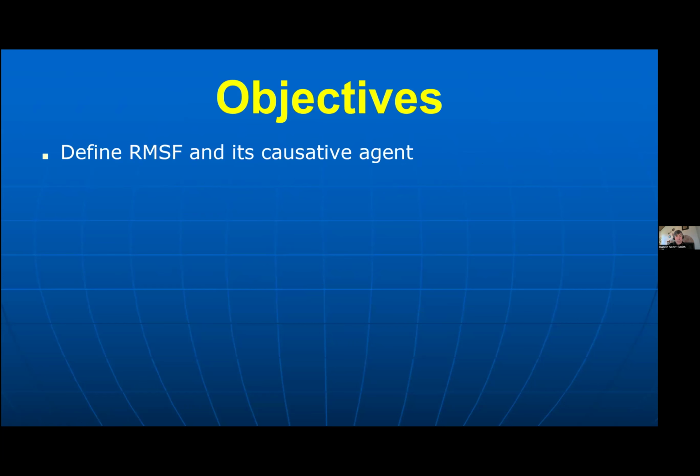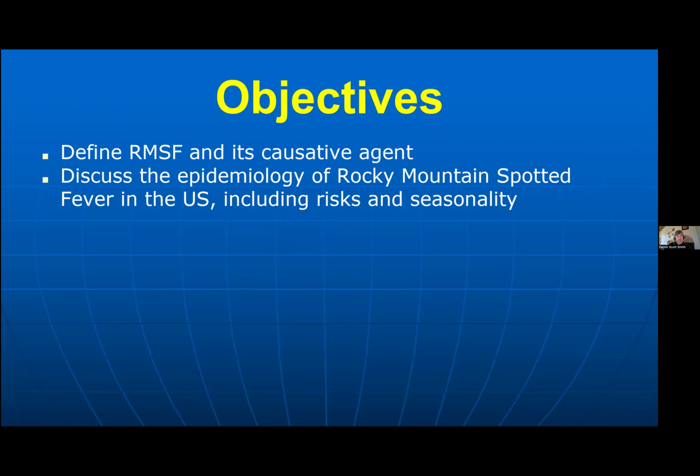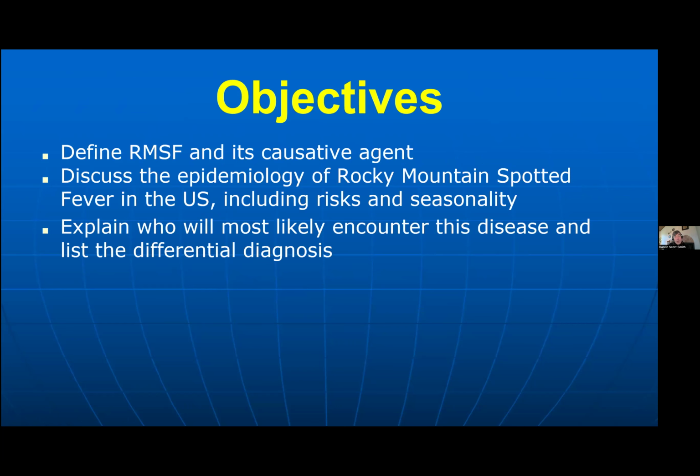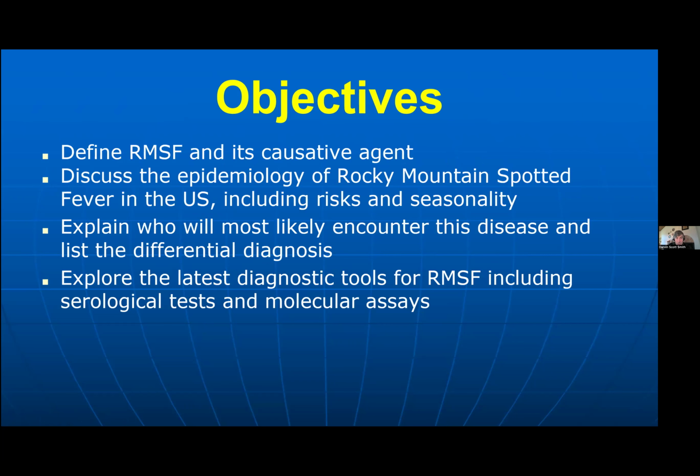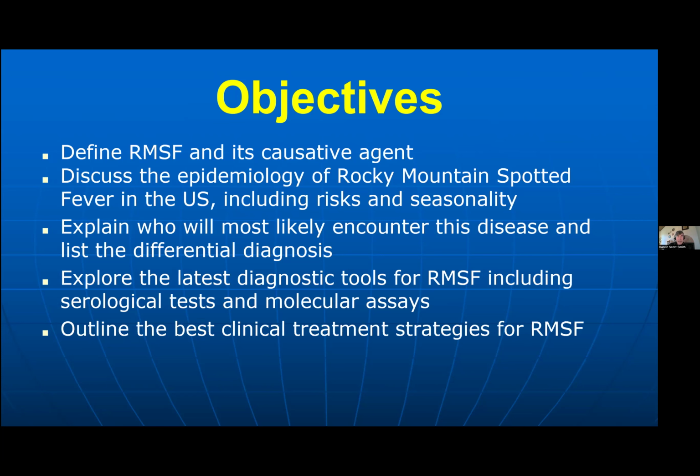The objectives for the CME include to define Rocky Mountain spotted fever and its causative agent, to discuss the epidemiology of Rocky Mountain spotted fever in the US, including risks and seasonality, and explain who will most likely encounter this disease and list the differential diagnosis. Furthermore, we'll explore the latest diagnostic tools for Rocky Mountain spotted fever, including serologic tests and molecular assays, and we'll outline the best clinical treatment strategies for Rocky Mountain spotted fever.